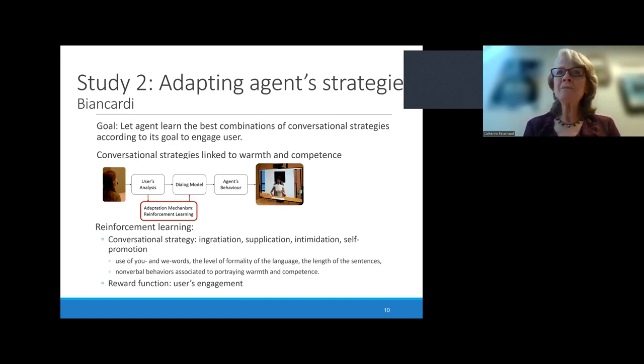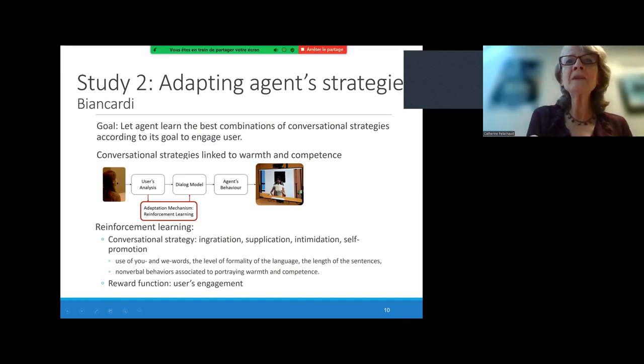The second study works at another level of adaptation. Here, we're looking at adapting the agent's conversational strategies. That means that the model wants to learn the best combination of conversational strategies according to its goal to engage the users. And we consider different conversational strategies linked to warmth and competence. We considered ingratiation, supplication, intimidation, and self-promotion. Two of them are linked to warmth and two are linked to being socially competent.